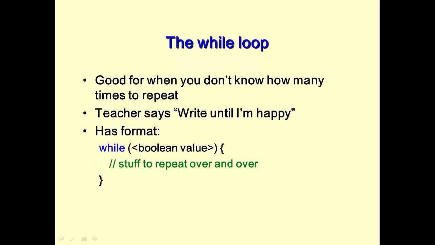You can see that on the inside of the while loop, in this pair of parentheses, we only have a Boolean value. And then we also have the stuff that we need to repeat over and over again on the inside of the curly braces, just like we did with the for loop.